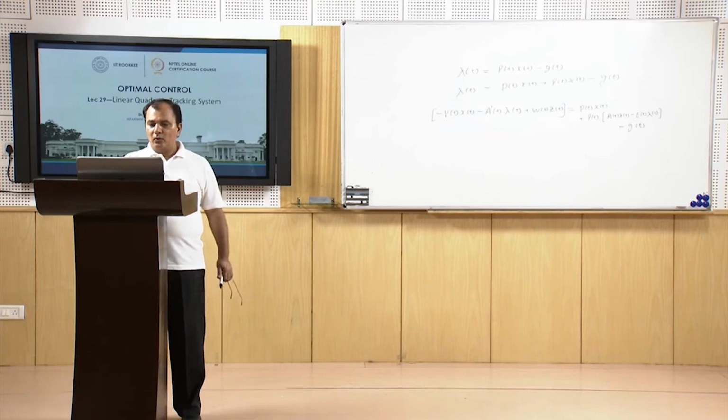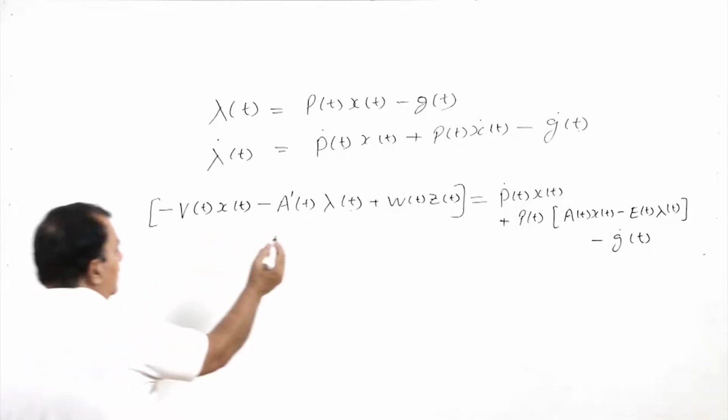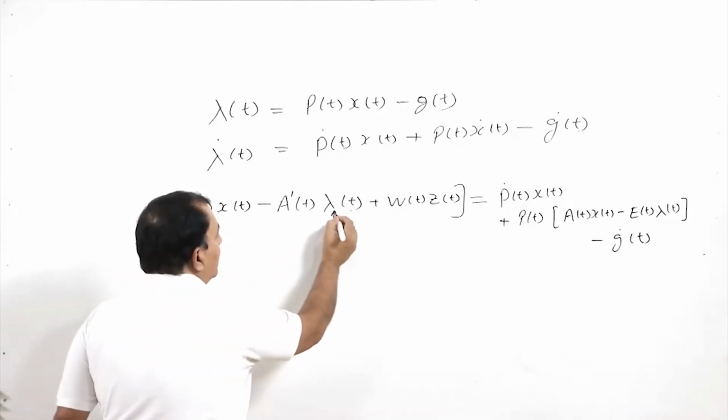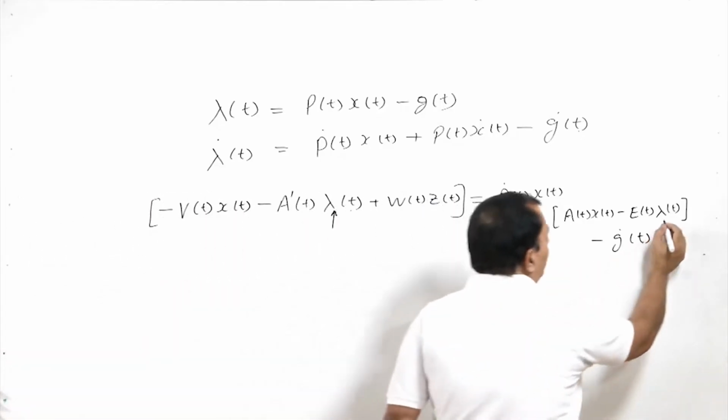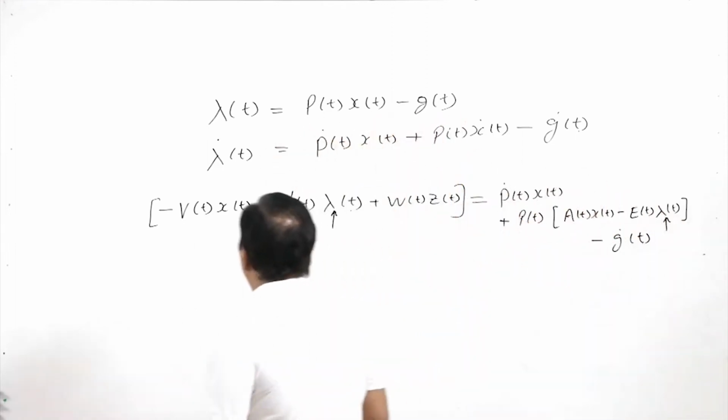So, in this equation, lambda dot t is p dot t x t plus p t x dot t minus g dot t. We are writing lambda dot and x dot, and we see lambda t as p t x t minus g t. So, in this equation I will replace this lambda, and this lambda I substitute as p t x t minus g t.